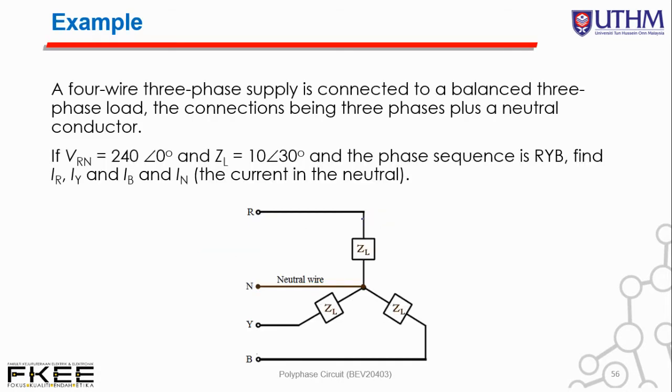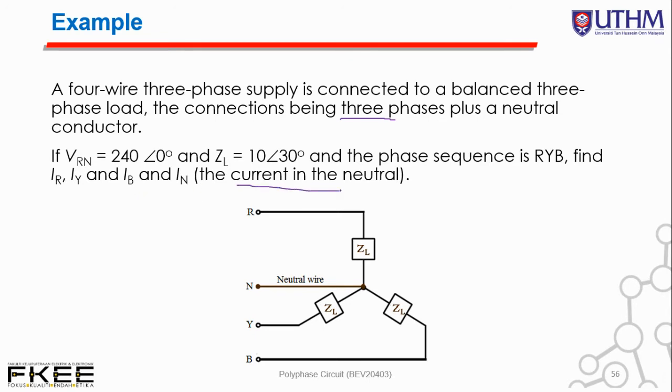So the next example: a 4-wire 3-phase supply is connected to a balanced 3-phase load. So the connection being 3 phases plus a neutral conductor. So again, we have the 3-phase with neutral conductor, which means it is a star connection. All right. So if VRN is 240 volt at 0 degree, and the impedance ZL equals 10 at 30 degrees, and the phase sequence is RYB, positive recurrent sequence, then find IR, IY, IB, and IN.